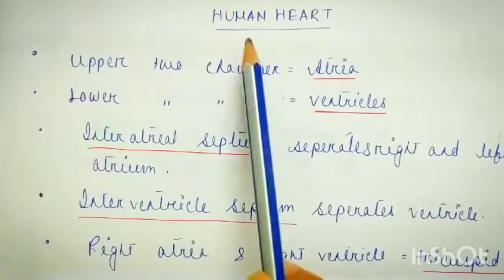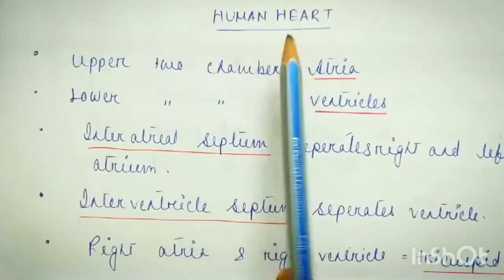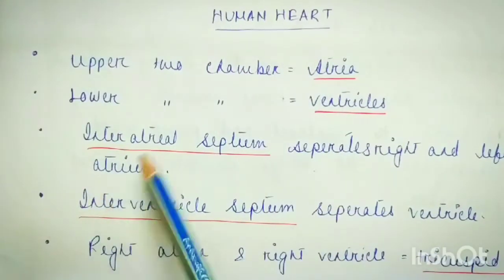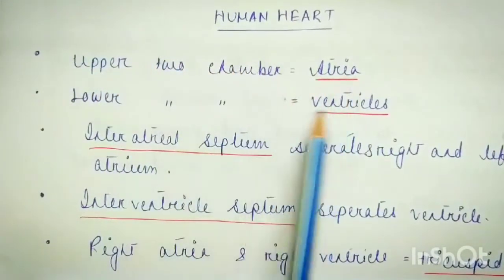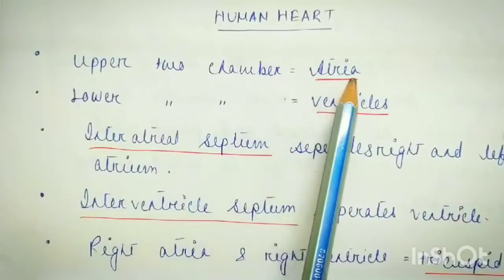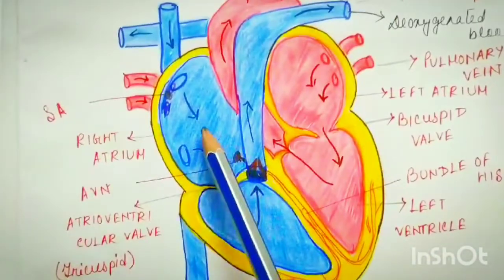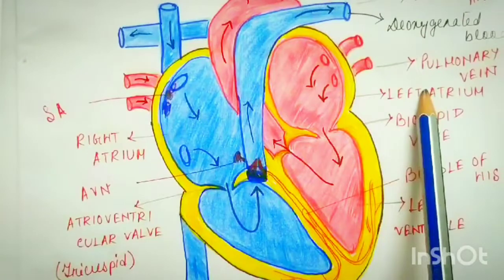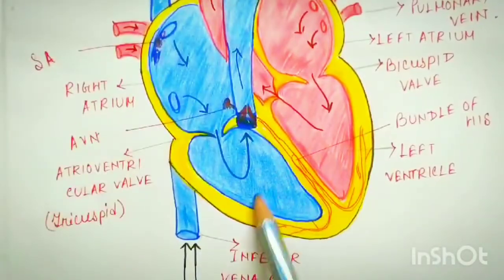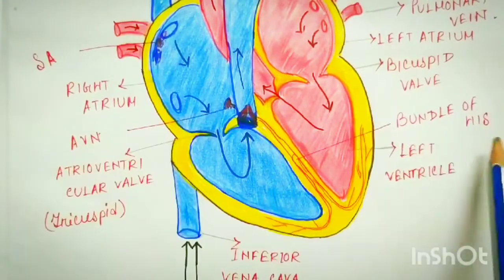Now come to the structure of the human heart. As you all know, the size of a human heart is the size of our fist. And as it is four-chambered, it has two atria and two ventricles. The upper two chambers are called atria and the lower two chambers are called ventricles. So this is the diagram of the human heart. These two are the upper chambers: this is the right atrium, this is the left atrium. And these are the lower two chambers: this is called the right ventricle and this is called the left ventricle.